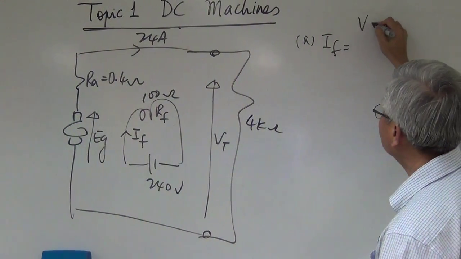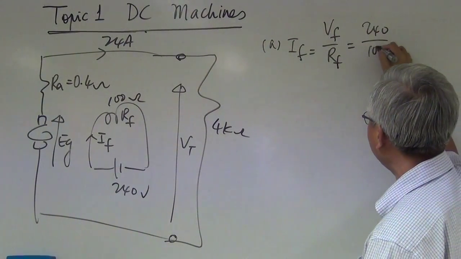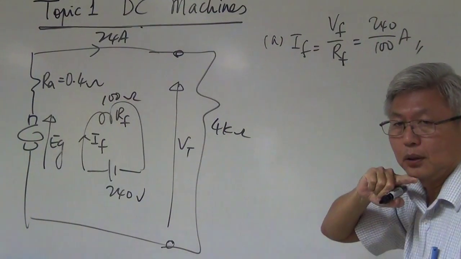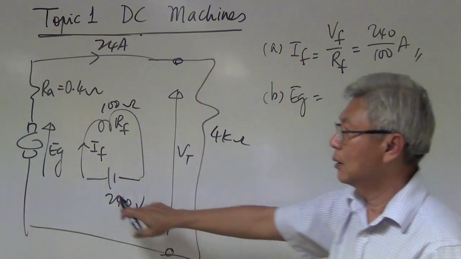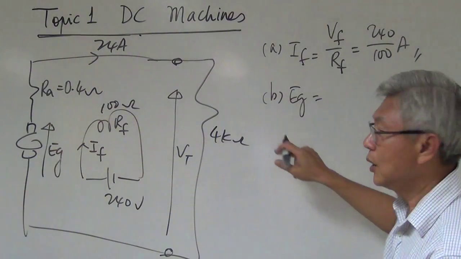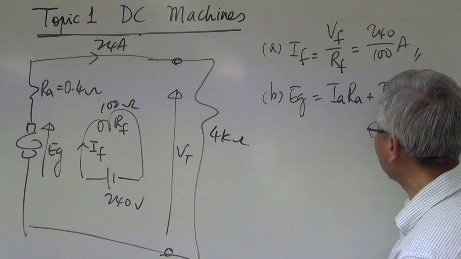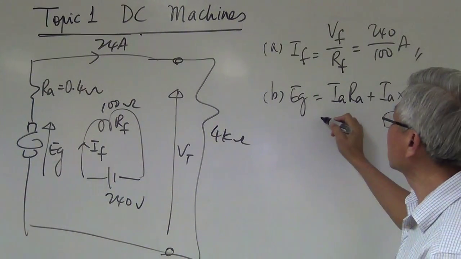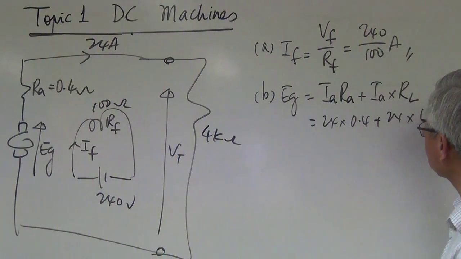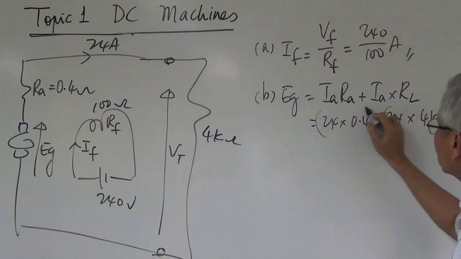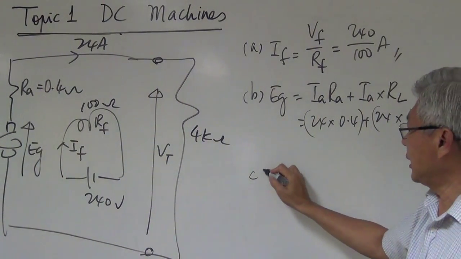Let's ask part A, how to calculate IF? IF equals VF over RF. So that's 240 divided by 100. Right, part B, calculate EG. Can you remember how? EG equals IA RA plus IA multiplied by RL. So that will be 24 times 0.4 plus 24 times 4 kilo. Right? Part C.